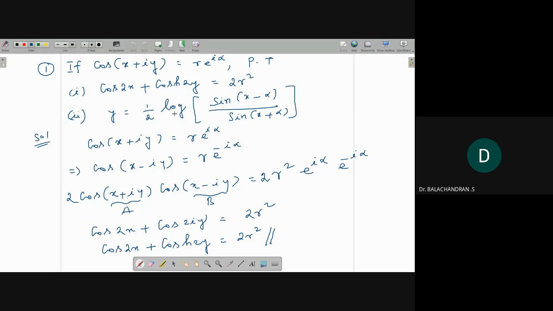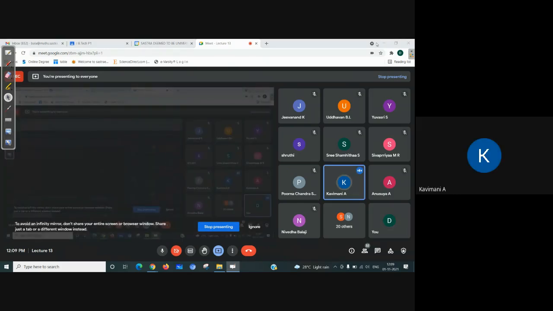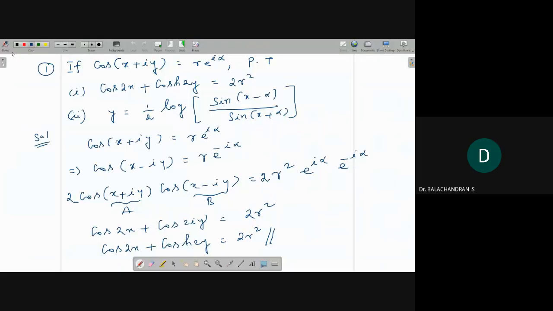Anybody? Sir, tan inverse of, sir. Yes, tanh inverse of x. Is it correct? Yes, sir. Yes, correct. So those who are regularly reading my notes, regularly working on the problems, easily understand what I am telling.